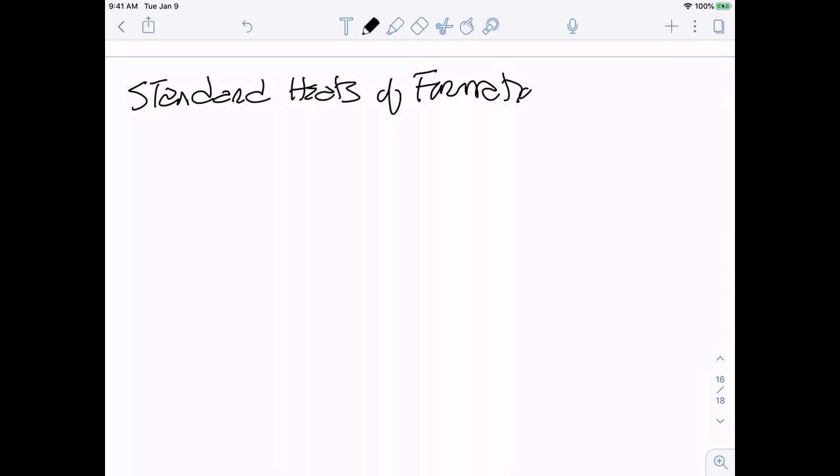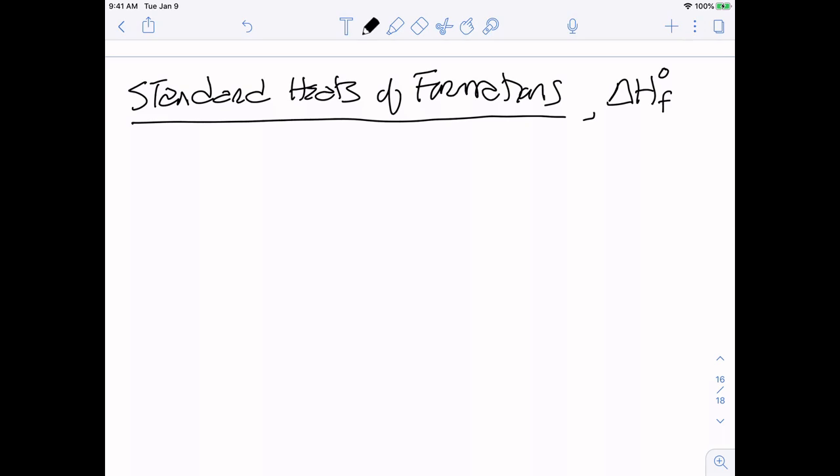So standard heats of formation, it is an enthalpy change. So delta H, again, anytime you hear heat of, remember enthalpy is the heat of my reaction. So delta H for my enthalpy change. And then standard, so I'm going to put that not symbol there because I am at standard state. And then a subscript F for formation.